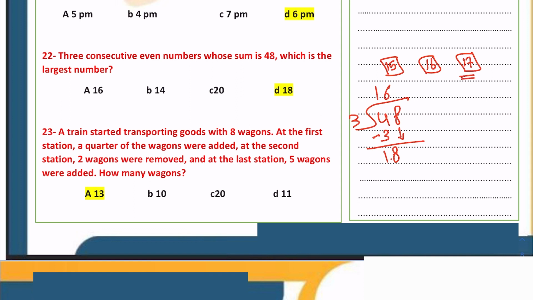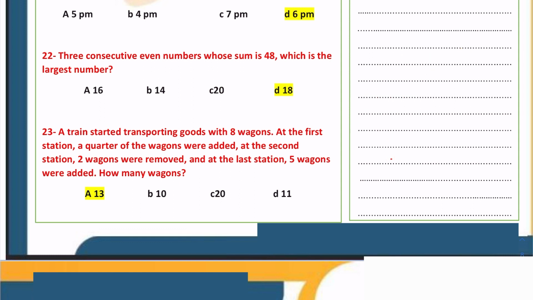So, no, one minute. He said it's correct. This is if it's consecutive numbers, but he mentioned here that it's consecutive even. So the previous will be 14, and the next one will be 18. Okay? So the greatest is 18. If it's only consecutive, the greatest will be 17. Okay? Now let's take question number 23.